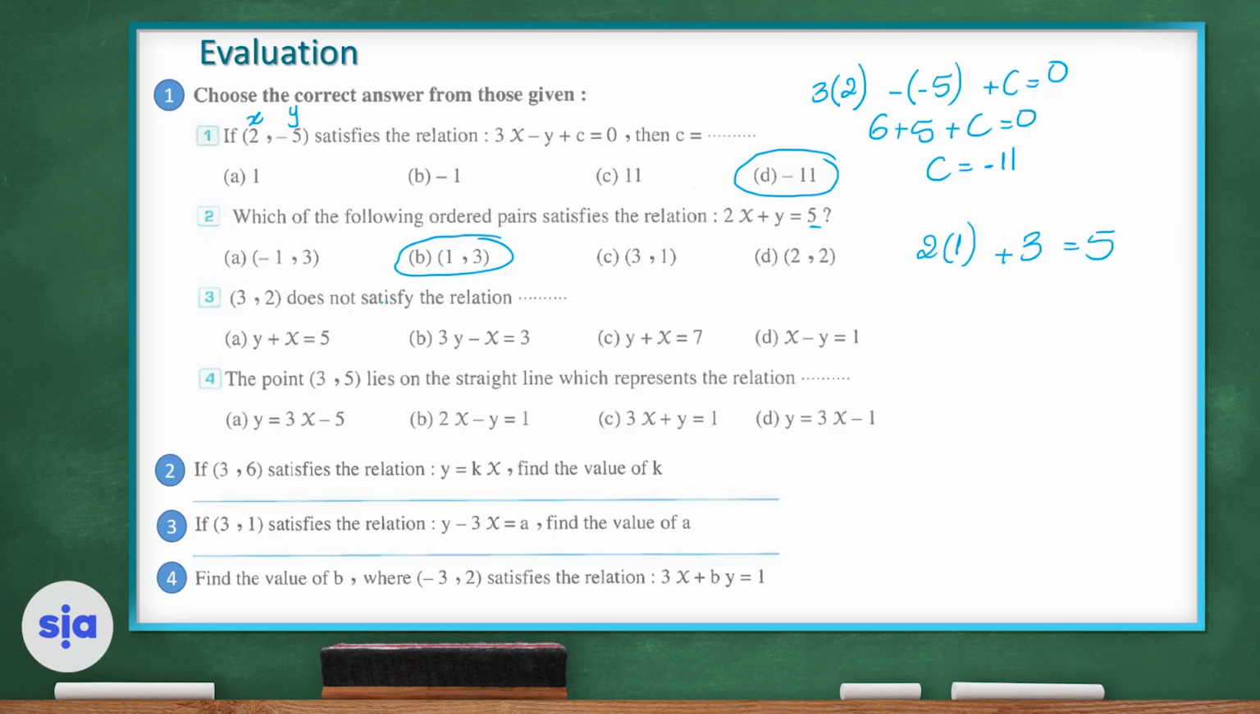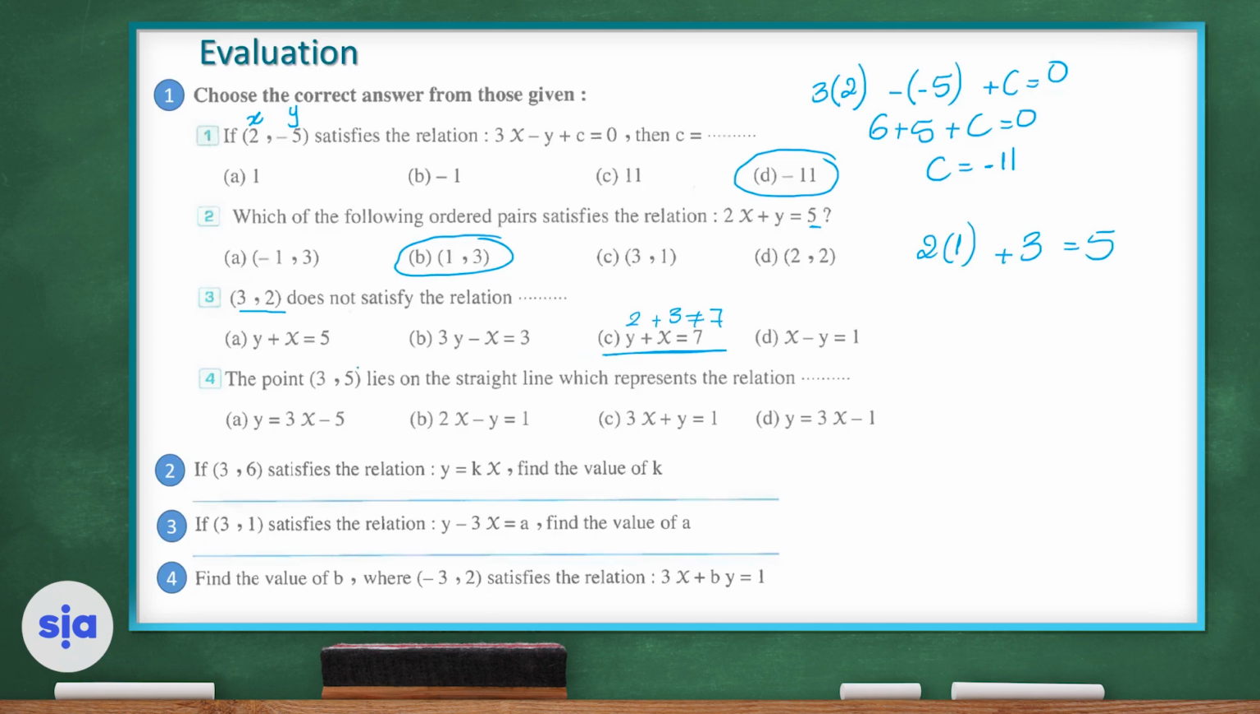Question 3. (3, 2) does not satisfy which of the following relations? Here in this question, this ordered pair is wrong in only one of these answers, and the other 3 are correct. So as you can see here, 2 plus 3 is definitely not equal to 7. So choice C is the right choice.